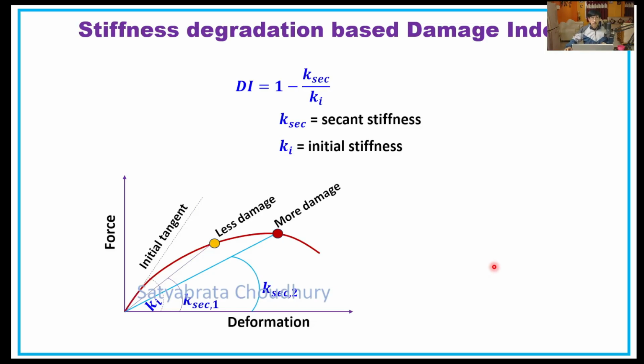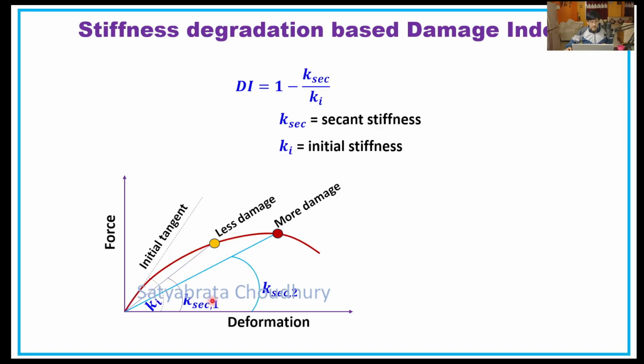Now we have considered 2 points on the curve. One is at less damage, this yellow one, where the stiffness is from the origin to the damage point. This is called the second stiffness, K second 1. Second point has more damage because it is further away on the curve, and its second stiffness is K second 2. Obviously, this angle is larger than this angle, so K second 2 will be lesser than K second 1. Now say we take K second equal to Ki, then what you get? 1 minus 1, 0. So it is elastic condition, no damage.